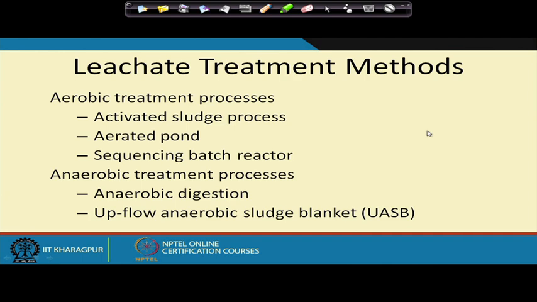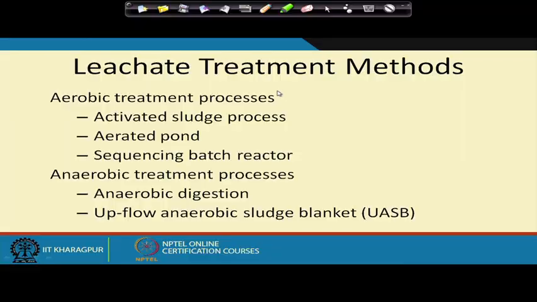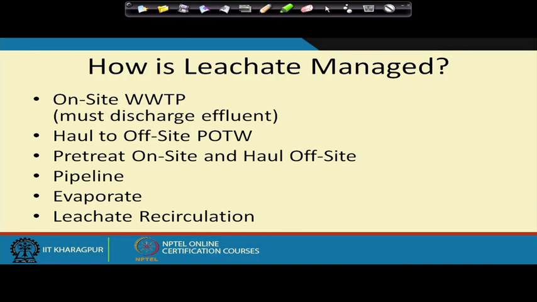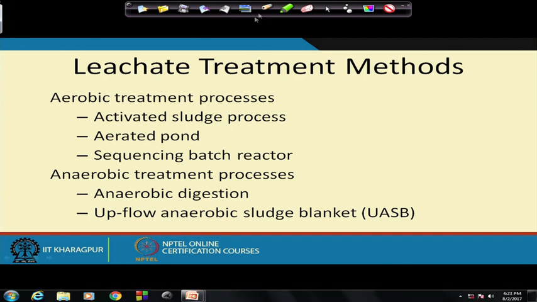So, leachate treatment methods: you can have aerobic or anaerobic. Again, if you have taken a wastewater course, it's the same thing you talk about there. You have the activated sludge process, which is an aerobic treatment. You have activated sludge, aeration ponds, and sequencing batch reactors. So, this is what you do for leachate, like a wastewater treatment as well.